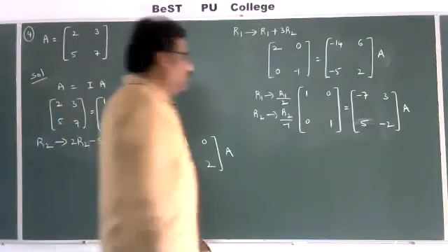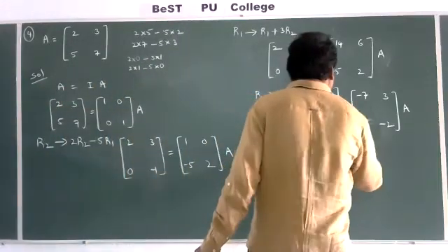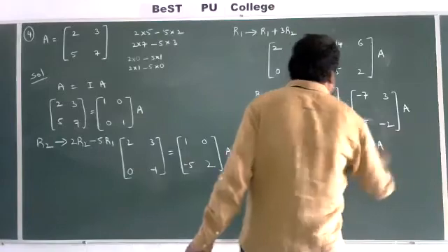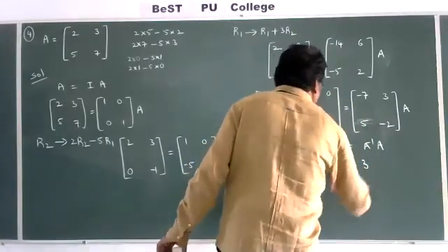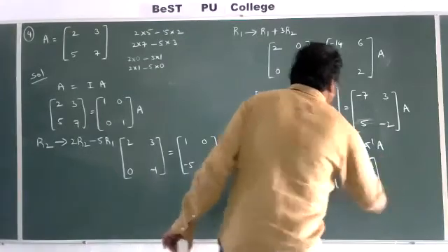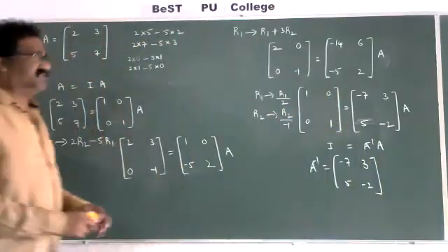Here we get I is equal to A inverse into A. That is, A inverse is equal to the matrix minus 7, 3 and 5, minus 2.